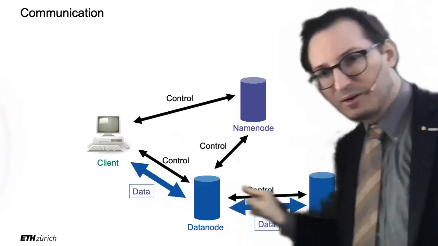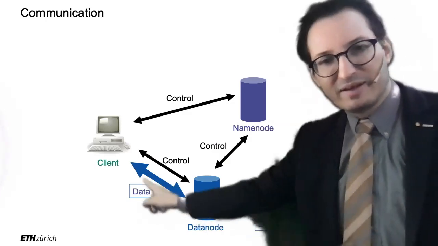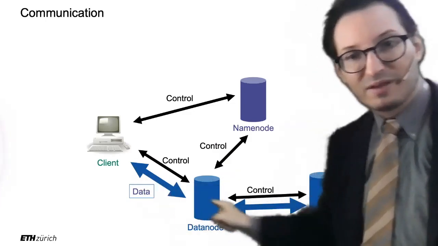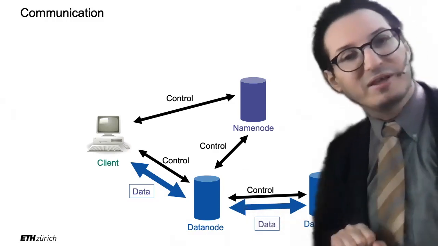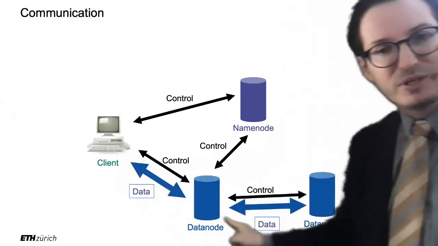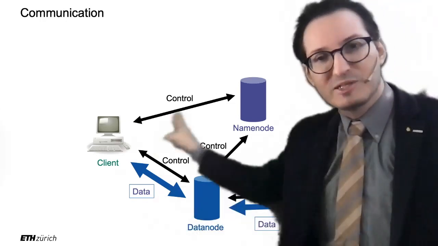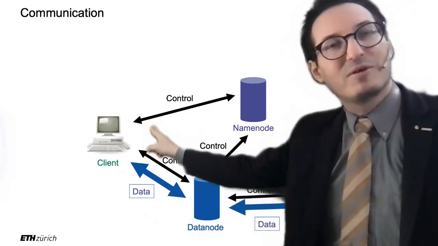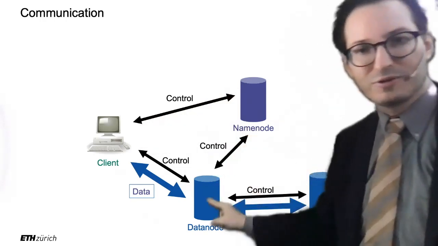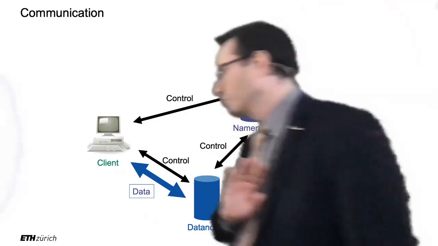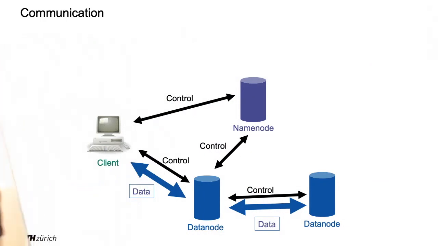These are the arrows here when they communicate together. But here there are special arrows that are a bit thicker, and this is the actual data. So you notice one thing here. The actual data is between the client and the data nodes, but there is no data in there. You never, ever see any actual data between the name node and the client or the name node and the data nodes. The name node couldn't care less about the data, right? It's just the data nodes that deal with it and that communicate with the clients.